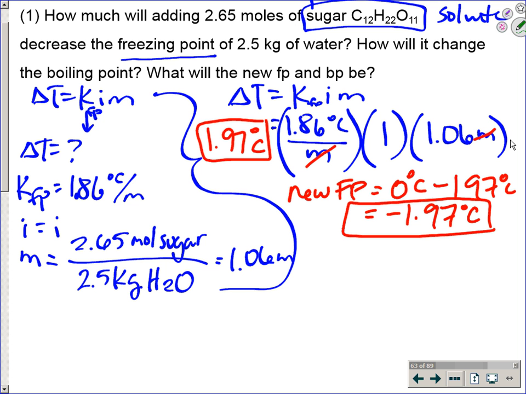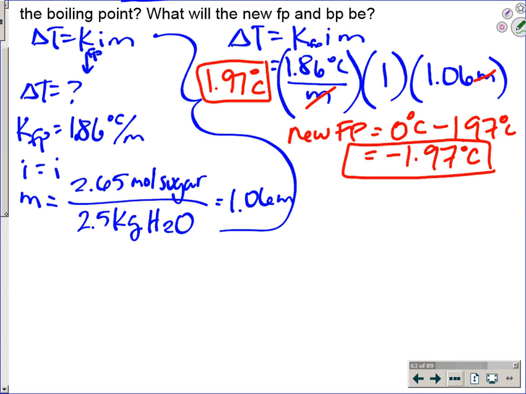All right, give me a table. Tell me how you're picking up on this one. Okay, so we're changing. It's still delta T equals K i m, right? But we're using the boiling point constant. Is that what you're saying? Okay, what's that boiling point constant?